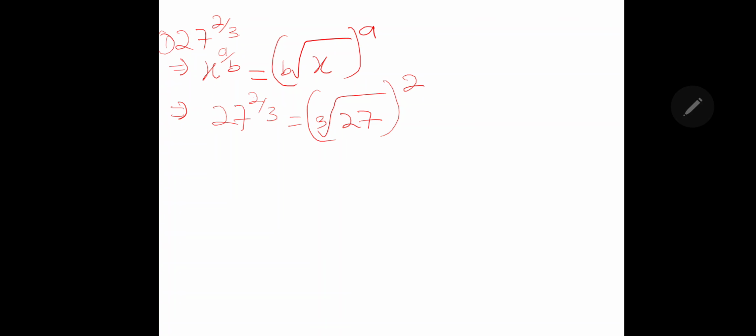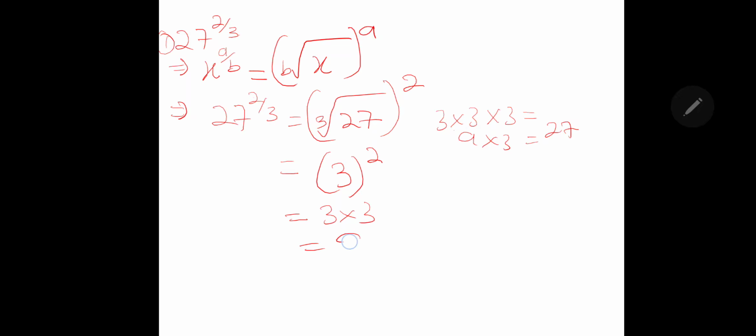Cube root of 27 means what number will multiply itself 3 times to give you 27? So cube root of 27 is 3, right? Because 3 times 3 times 3, 3 threes are 9, 9 threes are 27. Understand? So the answer is 3 in the bracket squared. What is 3 squared? 3 times 3 gives you 9. That's it. Because it's not your level, I don't really want to stress much on it.